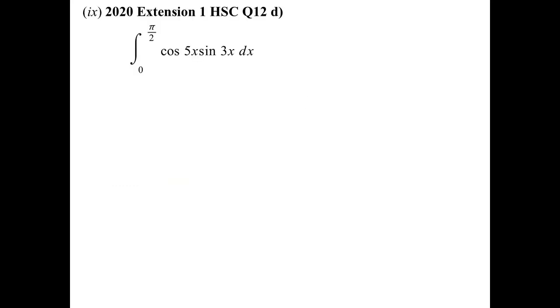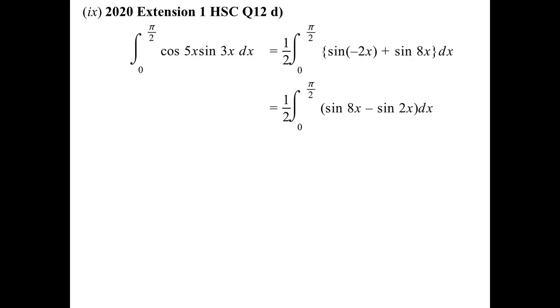2020 HSC paper. Integral of cos 5x times sine 3x. This is where our products to sums is going to come in useful. So we can rewrite the cos of 5x sine 3x as a half sine the difference plus sine the sum. So 5 and 3 is 8. Now you might see I've got minus 2x there.